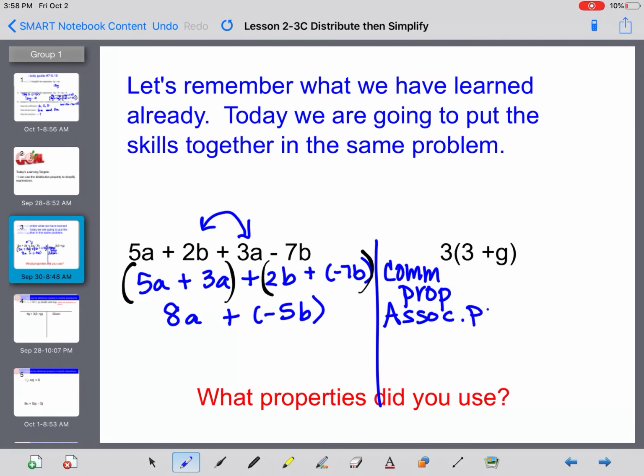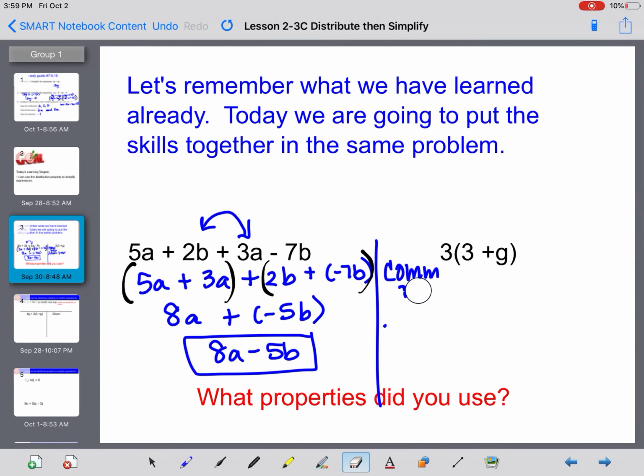Now, you could end it right there, or you could call it 8a minus 5b. Both of those answers are correct. Okay? Next, look on the right. Okay, I'll draw a line here. 3 times 3 plus g.